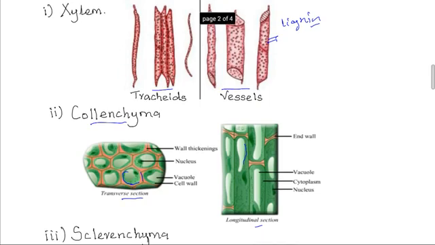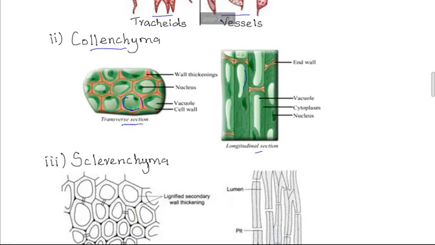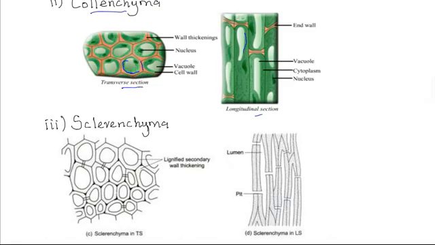A third mechanical or strengthening tissue is the sclerenchyma. You can see the sclerenchyma in transverse section and longitudinal section. The sclerenchyma tissue is composed of long tapering cells with heavily lignified walls to form woody fibers. So the walls are heavily lignified, and because of this heavy lignification, at maturity the cells lose their protoplasm and they are thus dead.